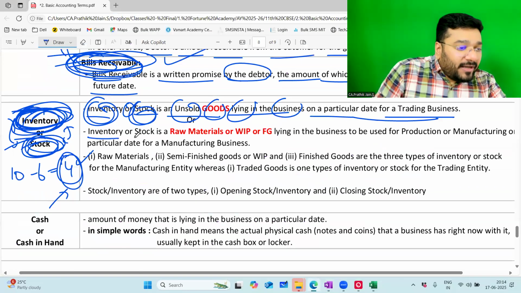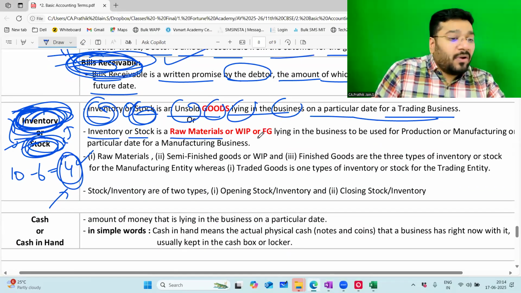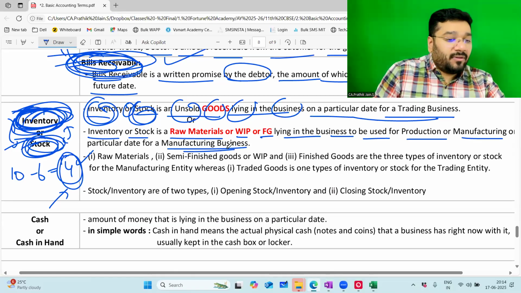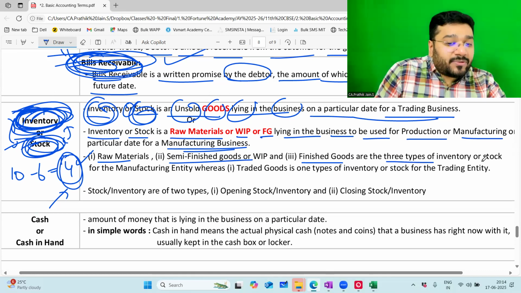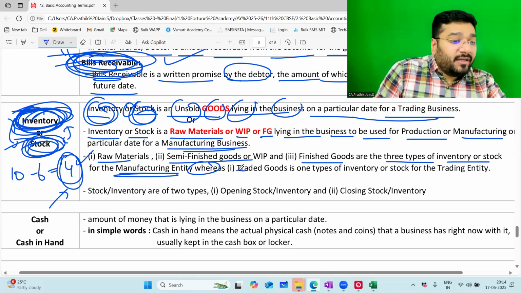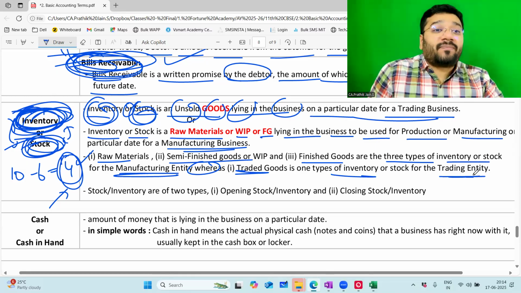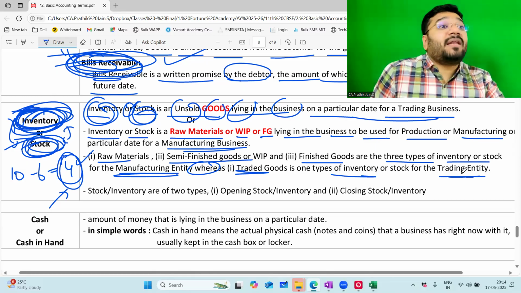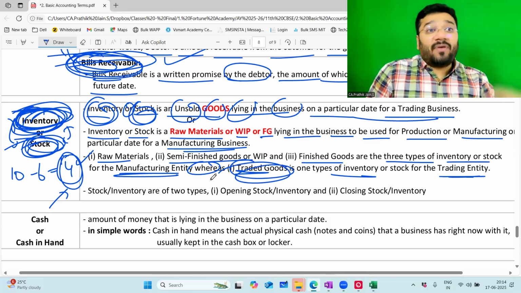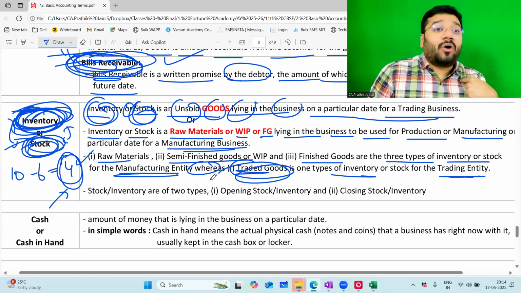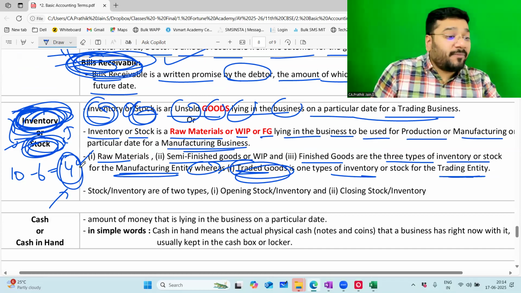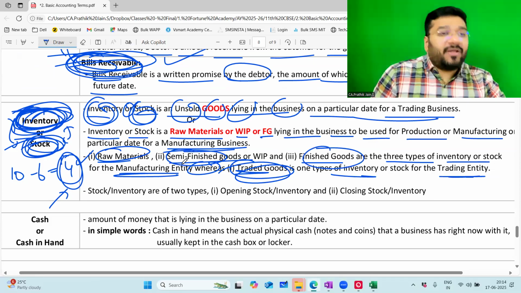Coming back. Inventory or stock is raw material or WIP or FG lying in the business to be used for production or manufacturing purposes in a manufacturing business. Raw material, semi-finished goods, and finished goods are the 3 types of inventory in a manufacturing entity. Whereas traded goods is 1 type of inventory in a trading entity. A trading entity means I'm in the business of buying and selling as it is. So for me, my inventory is always going to be traded goods. But if I'm a manufacturer, the closing inventory or opening inventory could be of 3 types: raw material, semi-finished goods, and finished goods. Yes, boss.